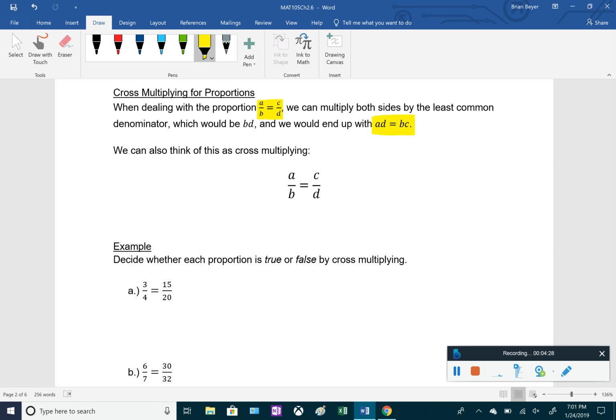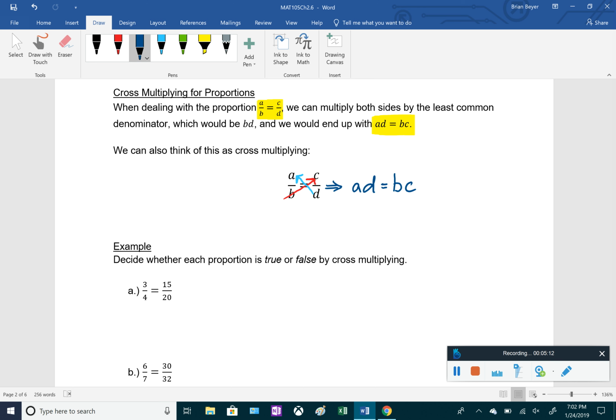Okay, so when we think of this as cross-multiplying, to make this make a little bit more sense, with this proportion A over B equals C over D, we're going to multiply this denominator up here, and then multiply this denominator up here. So you can see why it's called cross-multiplying now. Technically, we're just multiplying both sides by B and both sides by D. But what we end up getting is A times D equals B times C. Sorry, I shouldn't have put an equal sign there. Just put a little arrow.